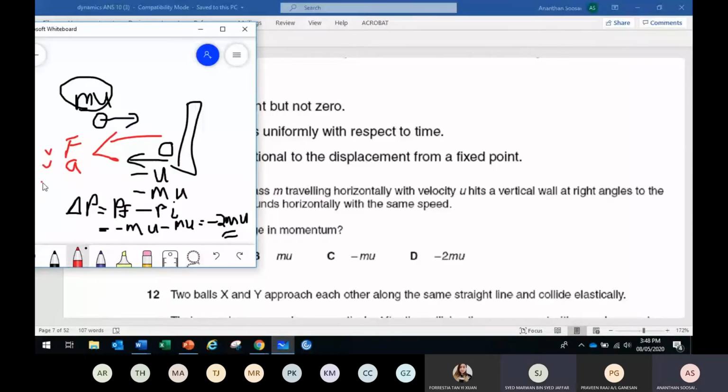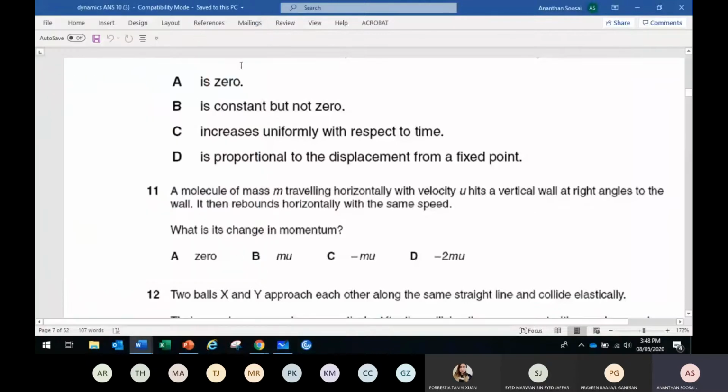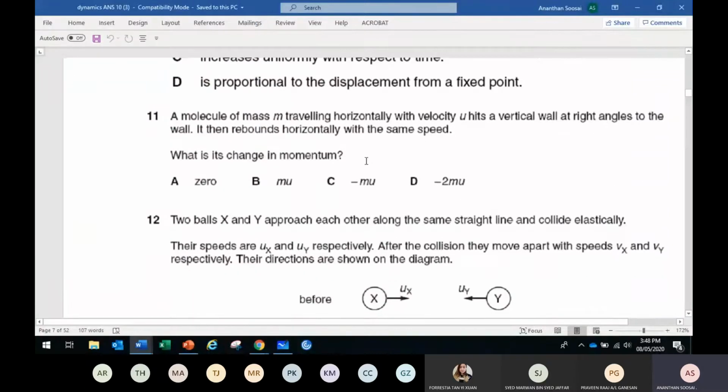And the third member is what? Therefore, the change in momentum also must be to the left. These three quantities are always in the same direction. I already told you this earlier: force, acceleration, and change in momentum. So the negative tells us the change of momentum is to the left, because we take to the right as positive. So negative 2 mu. Those who got negative 2 mu, good. Keep it up. So we move on.